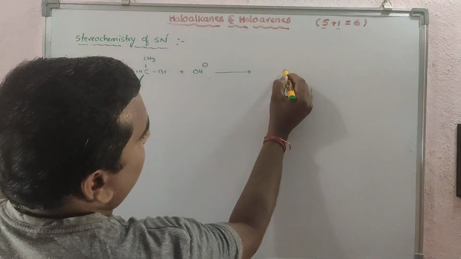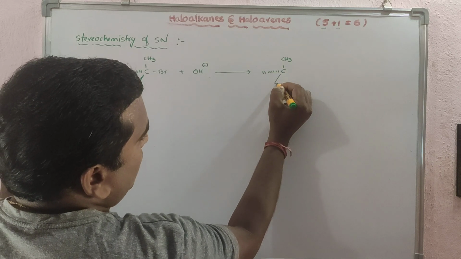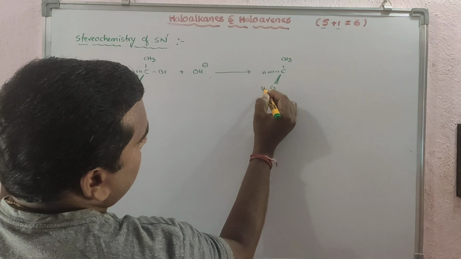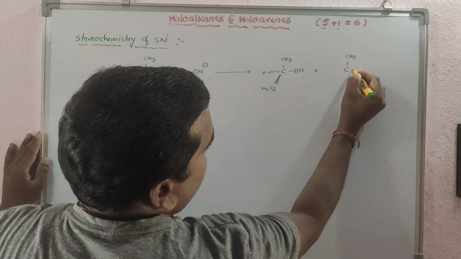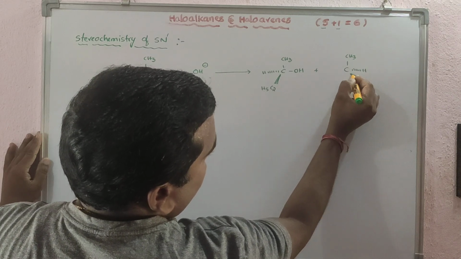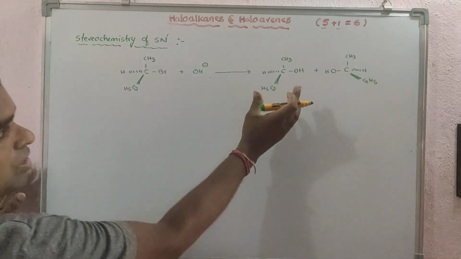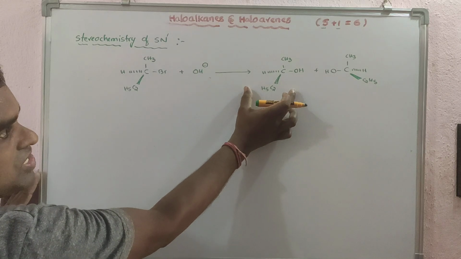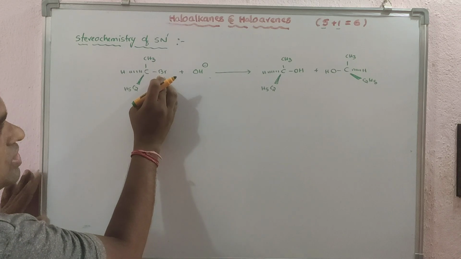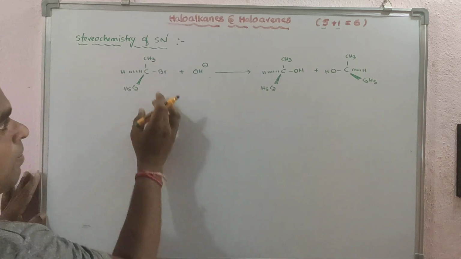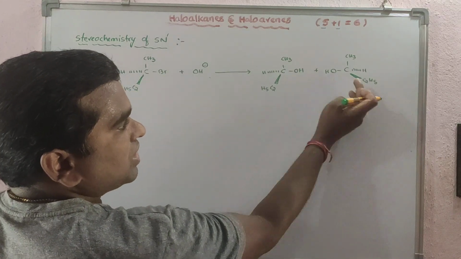Clear? I will write here, then I will explain. CH3, and what are those? Two compounds here. One is C2H5OH, plus another one is CH3, H, C2H5OH. You see, which product is this? Retention configuration product, because where the bromine was, that exact position is occupied by the OH. But here, the OH occupies the exactly opposite position to the bromine. So that's why it is inversion configuration.